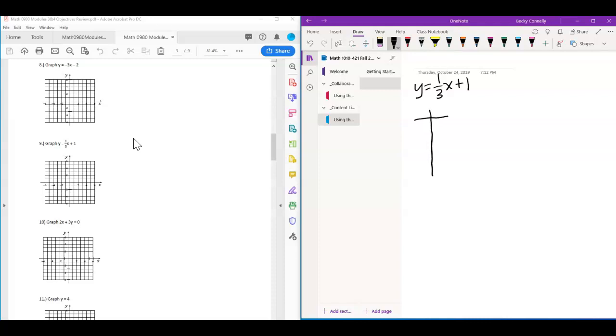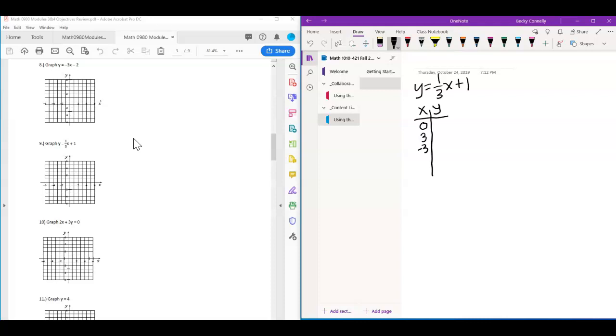When you have it in this form, you could make a table of values, picking some x's and figuring out what the y's are. Usually we like to choose some smaller numbers that are easier to pick. However, since we have a fraction here, we want to pick these numbers a little bit smartly. We'd want to pick multiples of 3, that way we don't end up with any fractions for our y. So I'm going to choose 0, 3, and -3 for the x's.